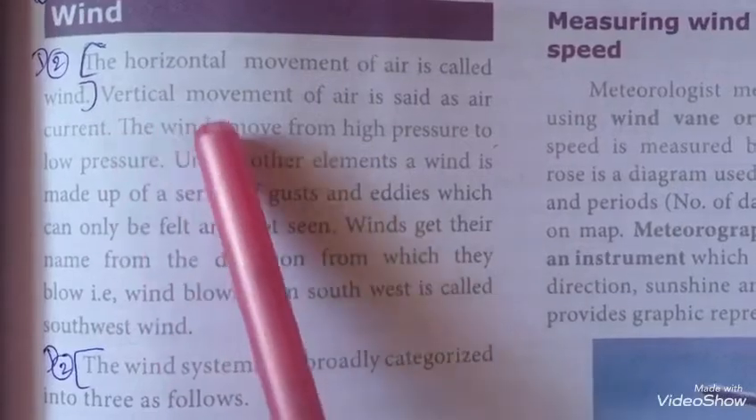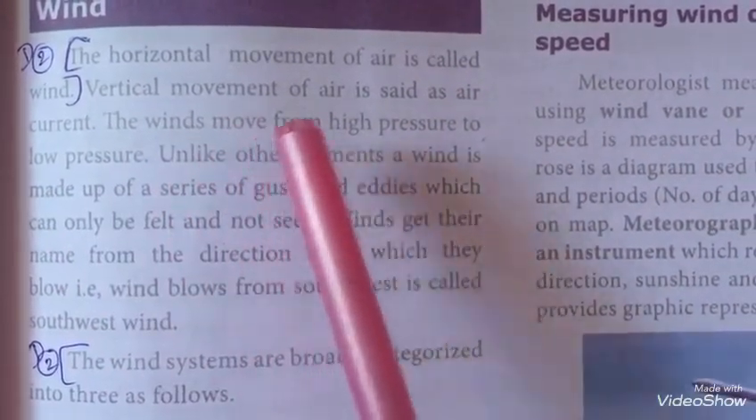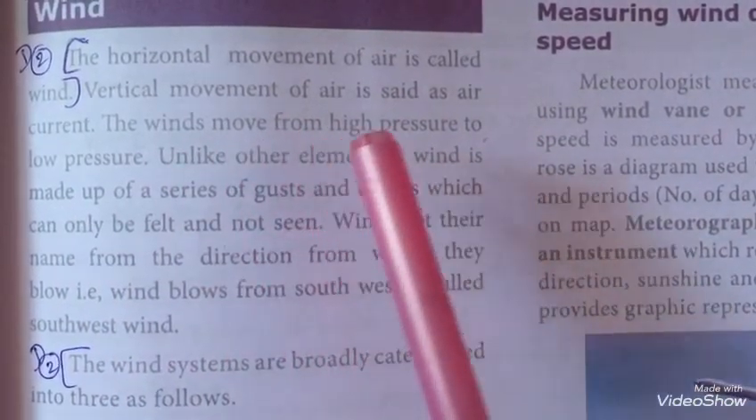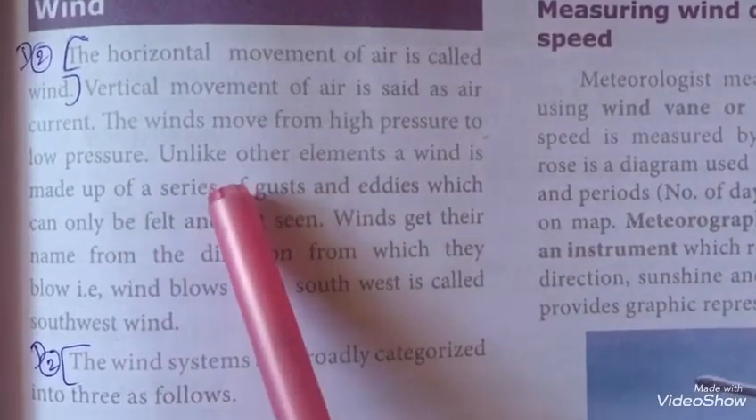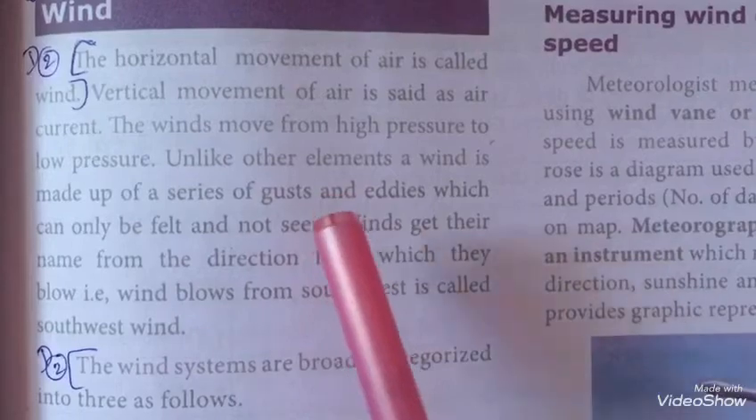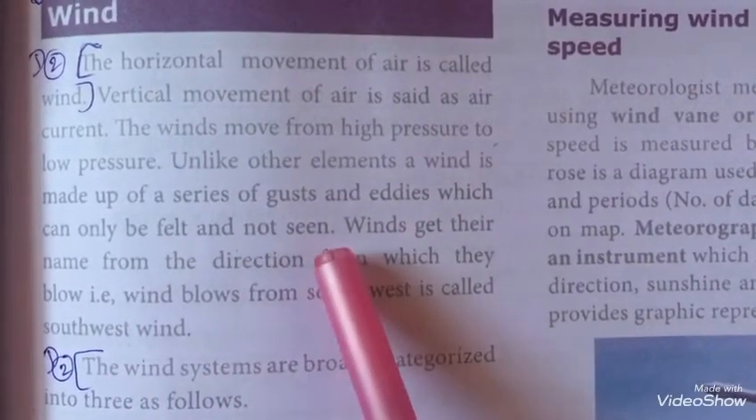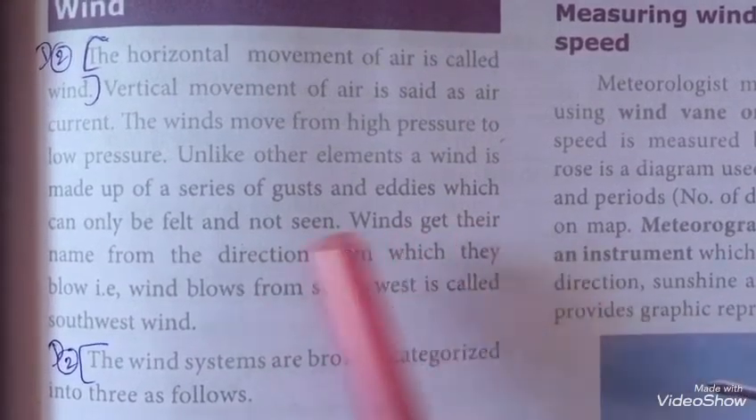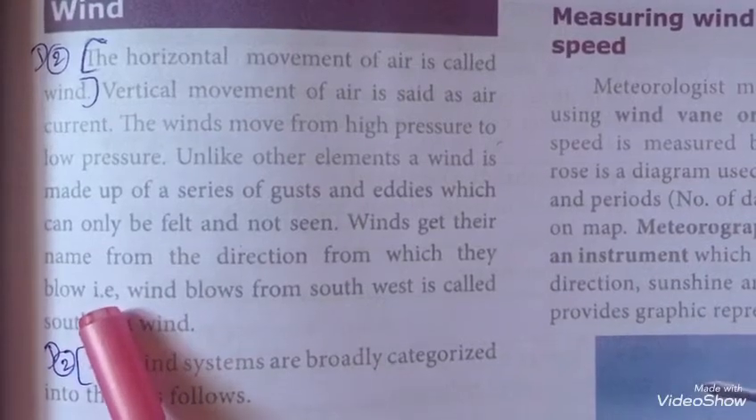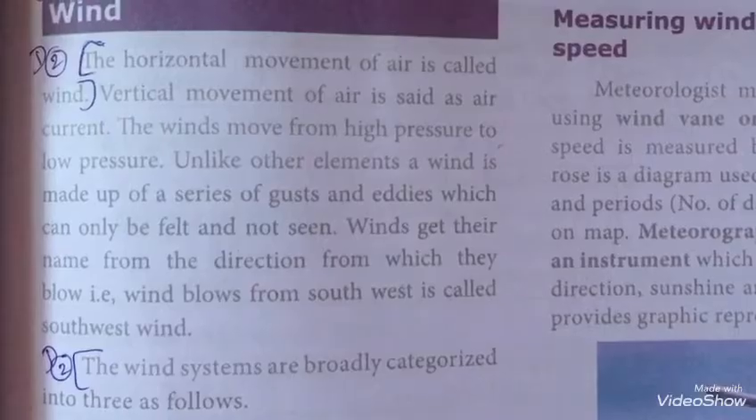Wind. The horizontal movement of air is called wind. Vertical movement of air is said as air current. The winds move from high pressure to low pressure. Unlike other elements, a wind is made up of a series of gusts and eddies which can only be felt and not seen. Winds get their name from the direction from which they blow. For example, wind blows from southwest is called southwest wind.